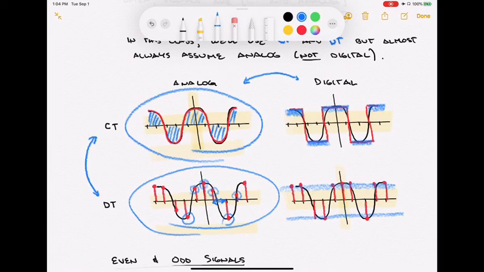It's a very similar kind of operation. It still gives us an idea of how much total signal there is. It's just that the math behind it is different, summation instead of integration.